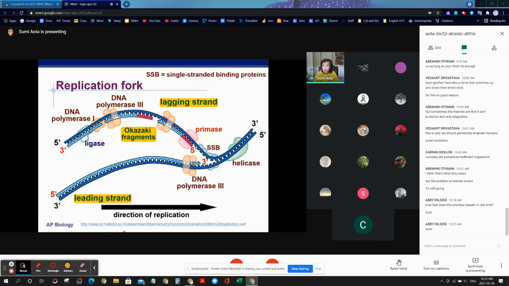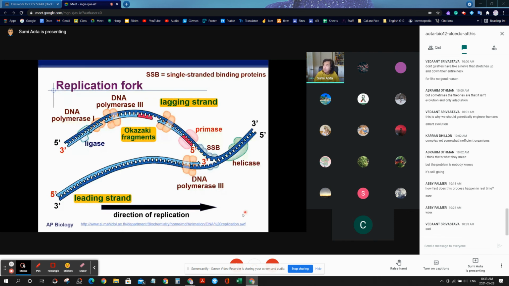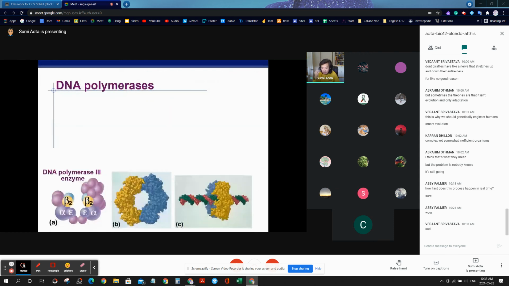This link down here no longer works because no website supports Adobe Flash anymore. So ignore that link. It doesn't work anymore. Okay. What's sad? That the Flash links don't work?